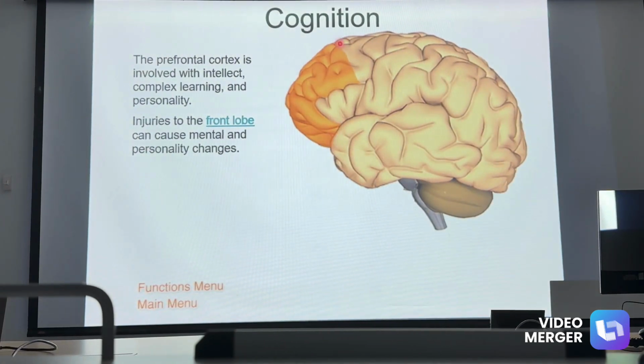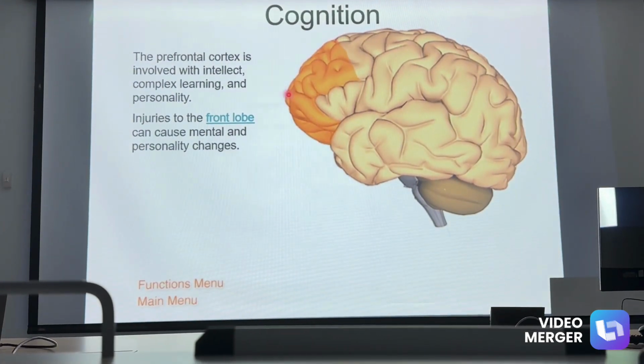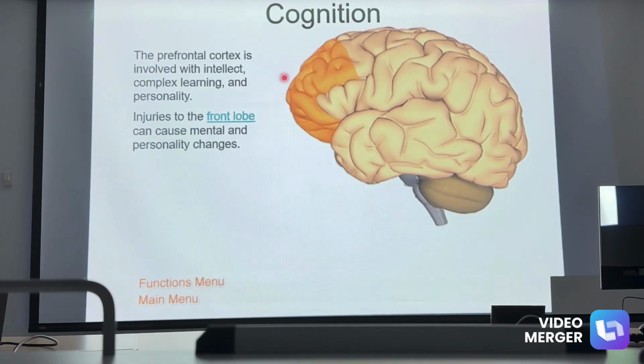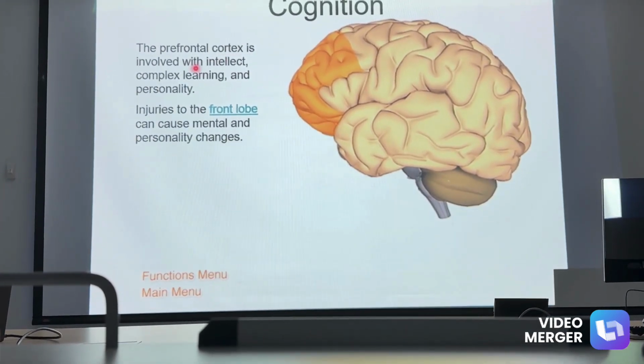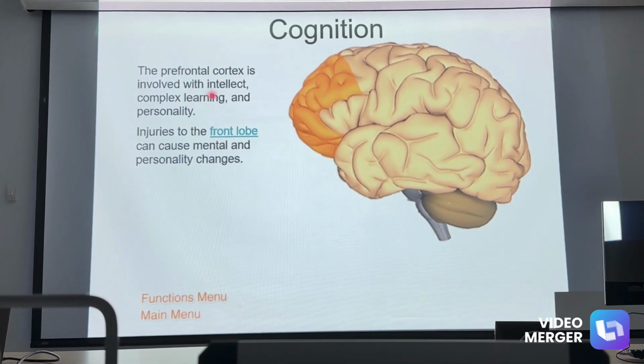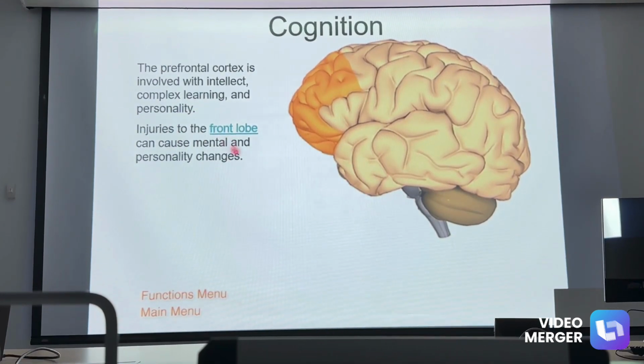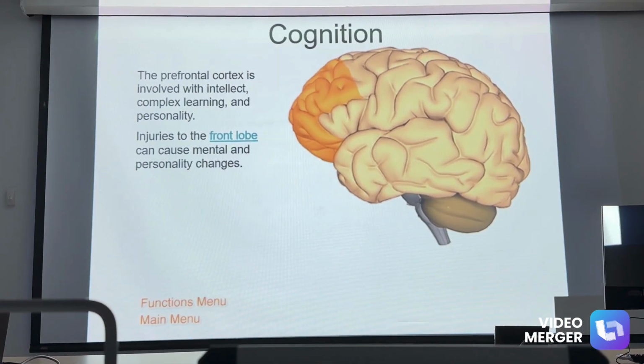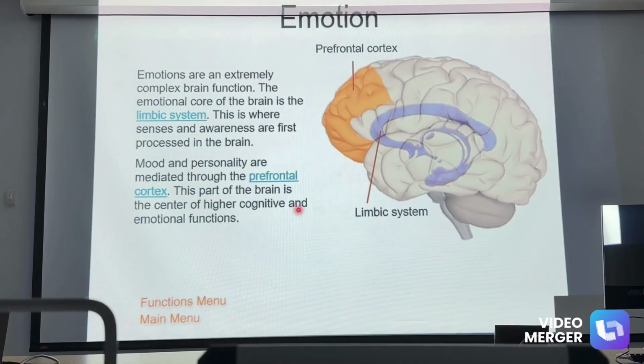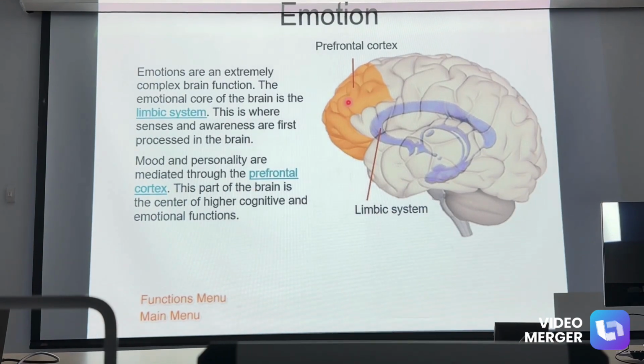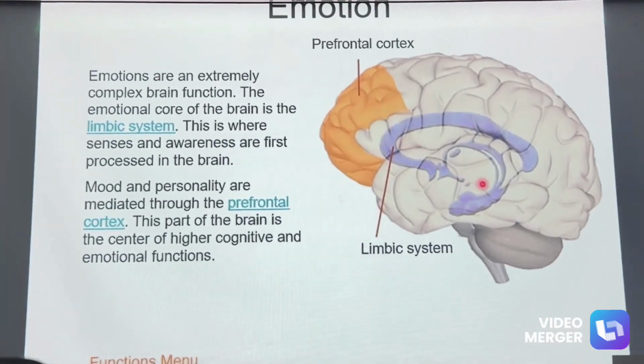Cognition is a major function of the frontal lobe, and particularly the prefrontal lobe. Cortex is involved with intellect, complex learning and personality, and injury will result in mental and personality abnormalities. Emotion is the shared function between the frontal lobe, prefrontal cortex, and the limbic system.